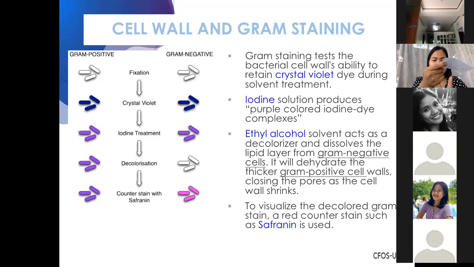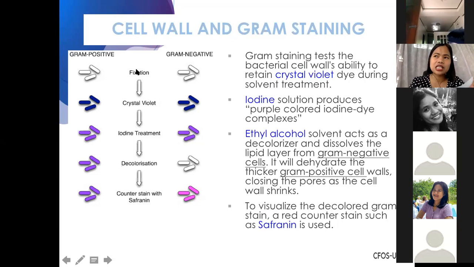Then you hold your slide this way, and you pass your bacterial water mixture on top of the flame. But before you do that, you let it air dry first. When it has dried a little, then you pass it over the flame until the water dries out. Make sure that you don't burn or scorch your bacterial cells. So it should be just right. The purpose of that is to allow the bacterial cells to be fixed, or stick, to your slide. So that's what we call fixation.